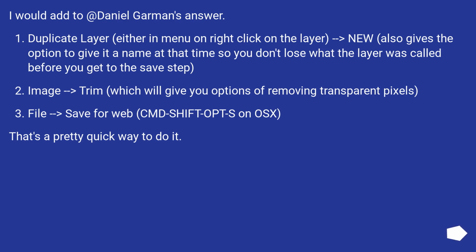I would add to it Daniel Garman's answer. Duplicate layer, either in the menu or on right-click on the layer, > New, also gives the option to give it a name at that time so you don't lose what the layer was called before you get to the save step. Image > Trim, which will give you options of removing transparent pixels. File > Save for Web, Cmd+Shift+S on OS X. That's a pretty quick way to do it.